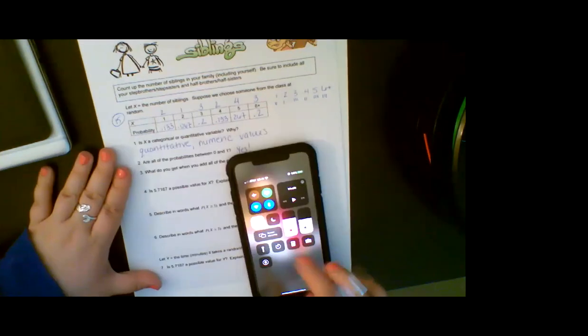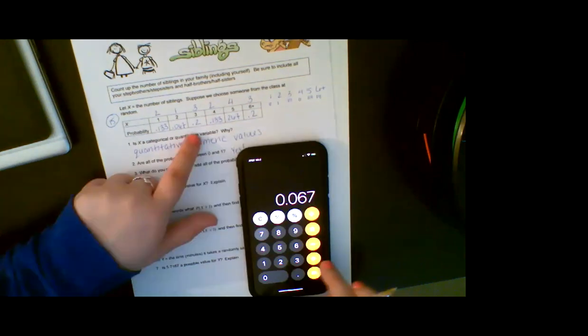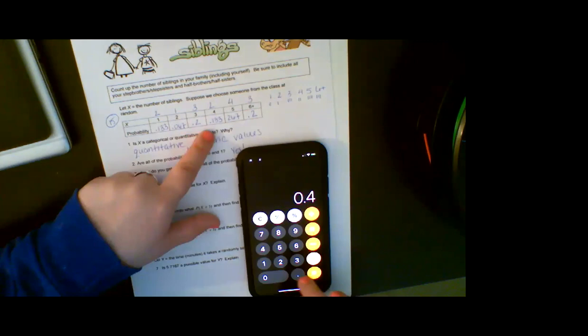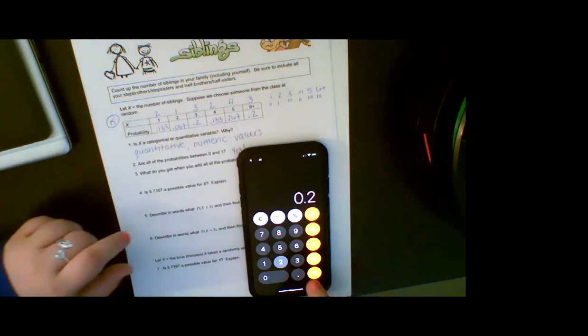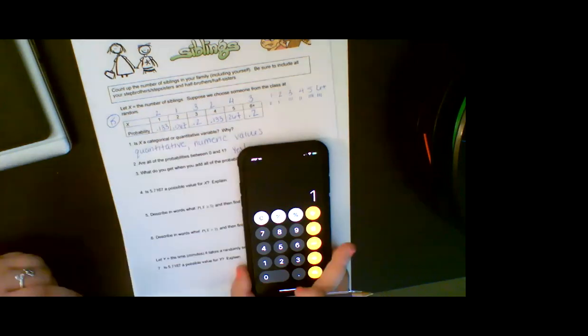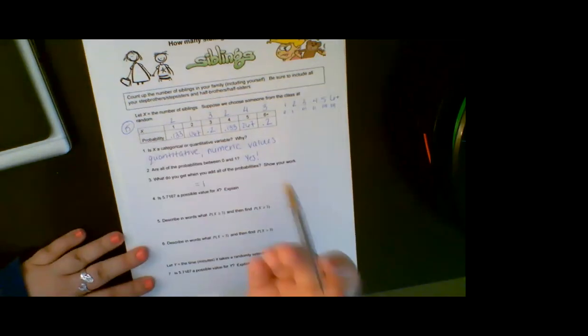So we've got 0.133 plus 0.067 plus 0.2 plus 0.133 plus 0.267 plus 0.2. When we add up all of our probabilities, we get 1. The reason is that we are going to pick somebody who falls into one of these categories. There's no other data that falls outside of those. So the probability of picking anybody is 100%, or 1.